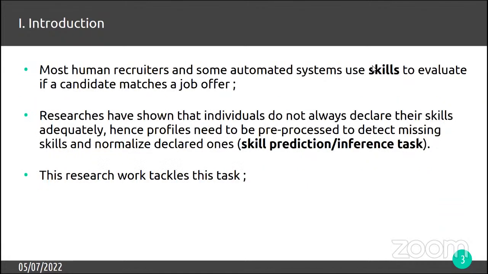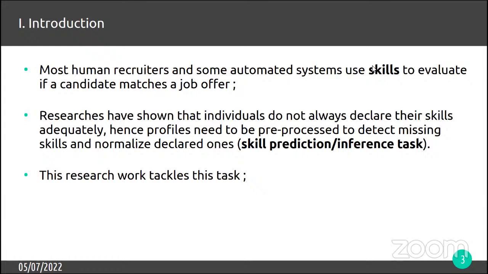Okay, so our research work started with a very simple observation, which came from the state of the art and our numerous talks with the recruiters who are partners in this project. We noticed that most human recruiters and some of the automated systems of the state of the art use skills to evaluate matching between job offers and candidates, which seems kind of obvious when you think about it, but it's not that obvious and trivial when you have to do it.